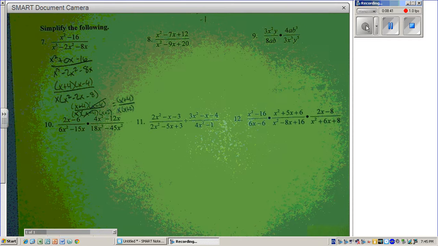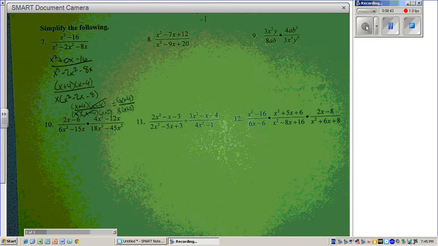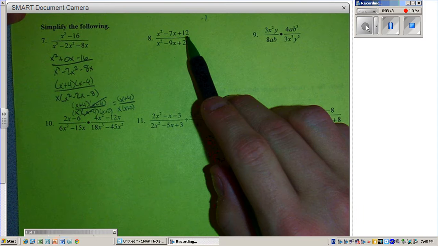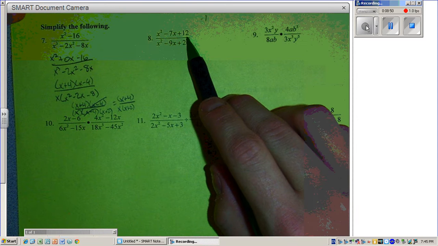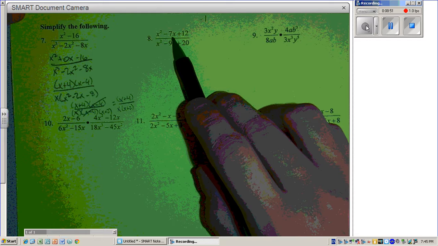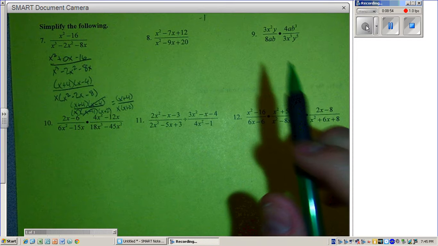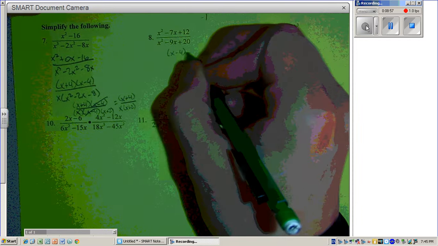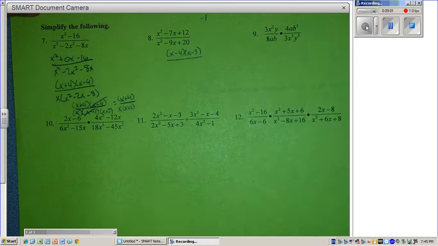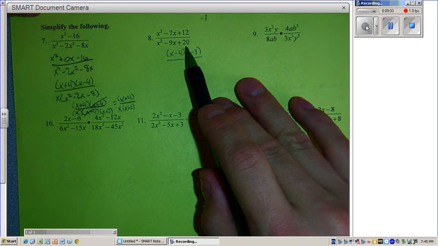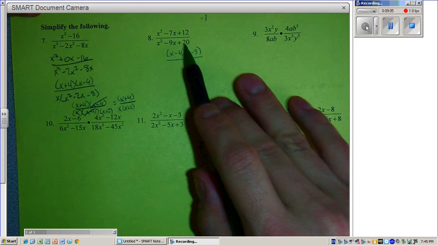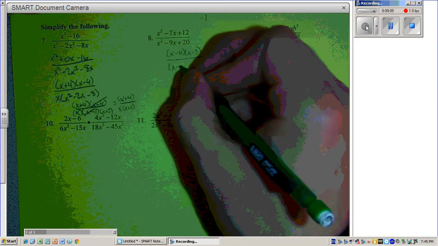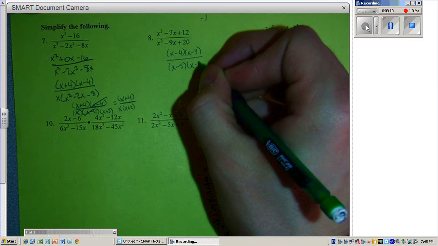If you notice the numerator and denominator, they are both trinomials with a coefficient of 1. So in the first one, we need to find 2 numbers that multiply to 12 and add to negative 7. Those 2 numbers give us x minus 4 times the quantity x minus 3. In the denominator, we need to find 2 numbers that multiply to 20 and add to negative 9. In this case, it's x minus 5 times the quantity x minus 4.